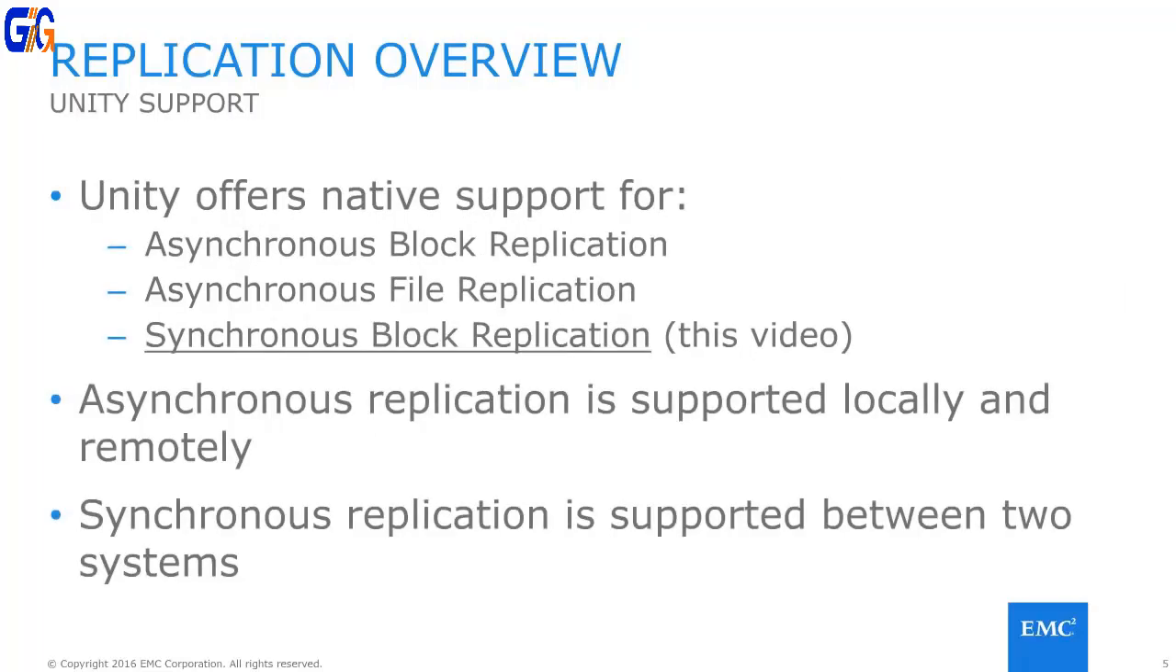Unity offers native support for asynchronous block and file replication, as well as synchronous block replication. Perform asynchronous replication between storage pools on a single system or between two remote systems. Synchronous replication is performed between two remote systems only. Native support means that no third-party tools or appliances are needed to configure and perform replication. This video covers synchronous block replication. If you are interested in the other forms of native replication, videos are available on EMC online support.